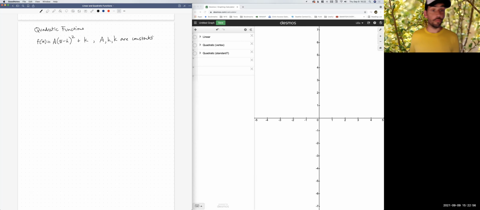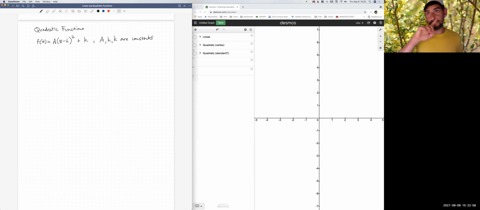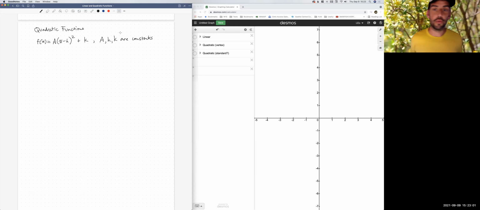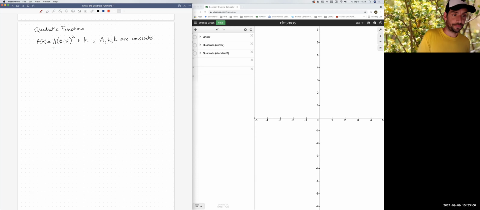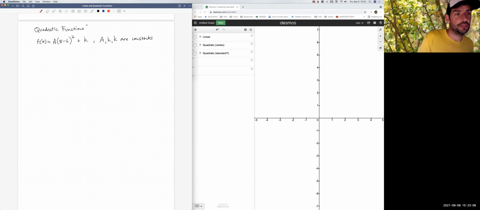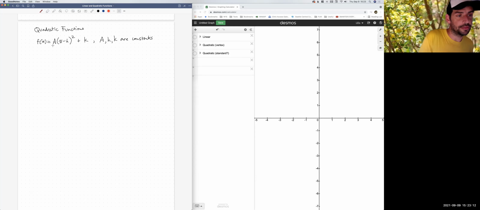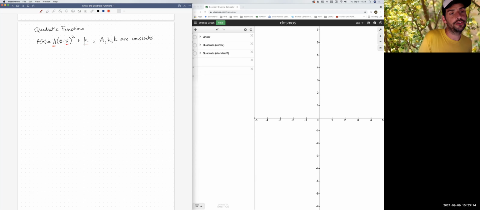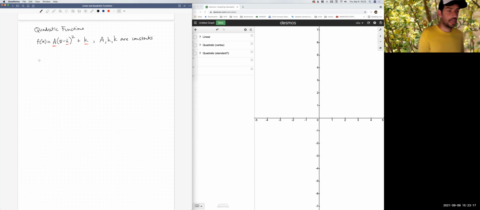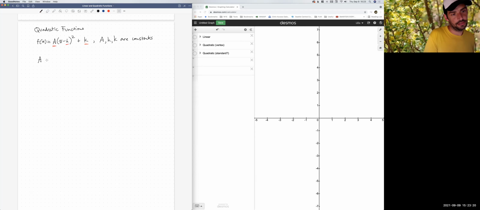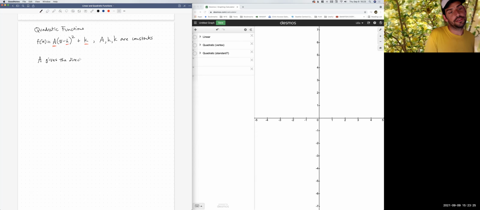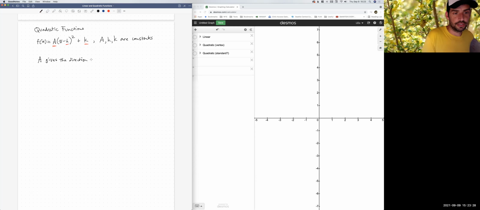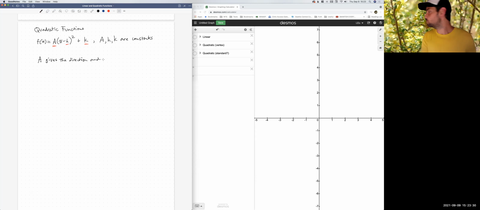Okay, so let's talk about what these constants do. Well, we'll just go through one at a time. A, so let me just make them clear here. Here's a, here's h, here's k. A gives the direction and, let's say, width.